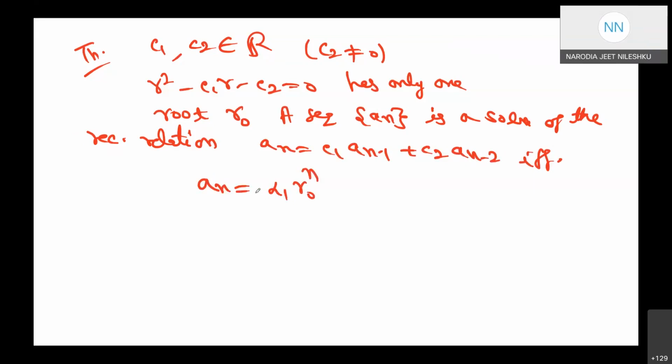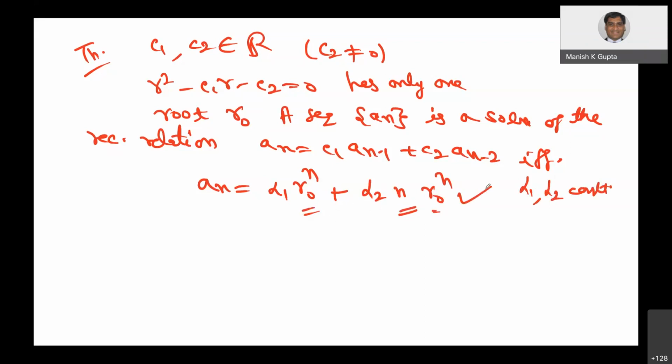Now do you remember, in the case of differential equations, what used to happen if the root is repeated? Exactly the same, or I would say a similar thing happens here. So the first root we can take as it is, alpha 1 times r naught raised to power n, but the second is alpha 2 times n times r naught raised to power n. So this factor n is coming, n times r naught raised to power n, where of course alpha 1 and alpha 2 are constants. So this n factor comes because the same r naught is repeated, and then this is a solution.